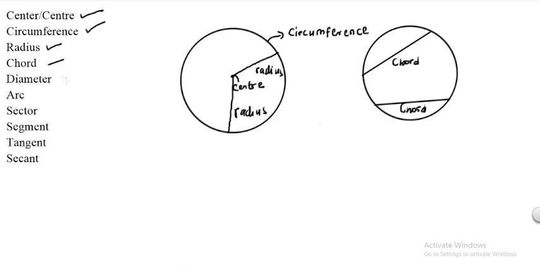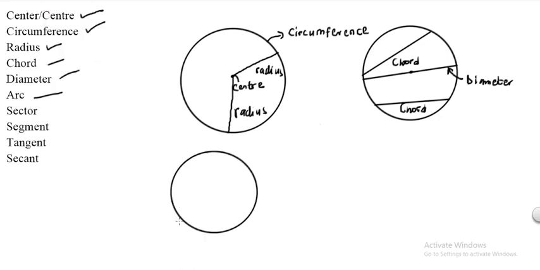Now for the next on our list, we'll talk about diameter. So diameter is simply a chord that passes through the center of the circle. So if this is the center of the circle, and you have a chord that passes through the center of the circle, then that chord is called a diameter. The next on our list is what we call an arc. So I'll draw a circle to show you an arc. An arc is simply a portion of the circumference. So say if I cut the circumference into parts, the individual parts will be an arc.